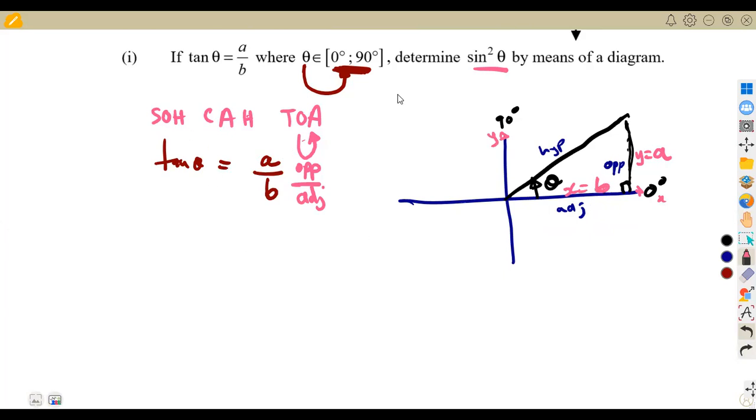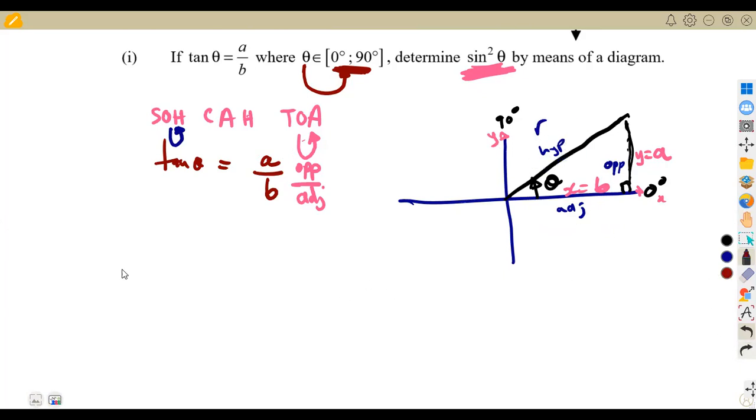But the question needs us to find the value of sine squared theta. There is no way we can have sine theta without the opposite over the hypotenuse, from the ratio of sine theta, opposite over the hypotenuse. So we are going to need the hypotenuse, which is r in this case.